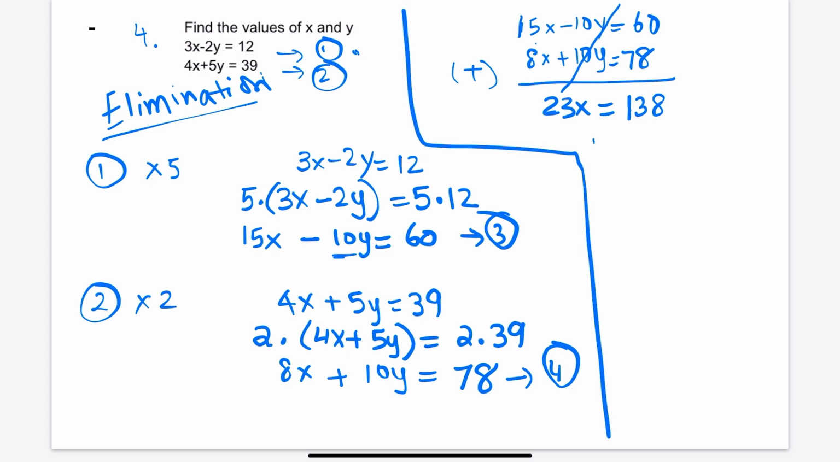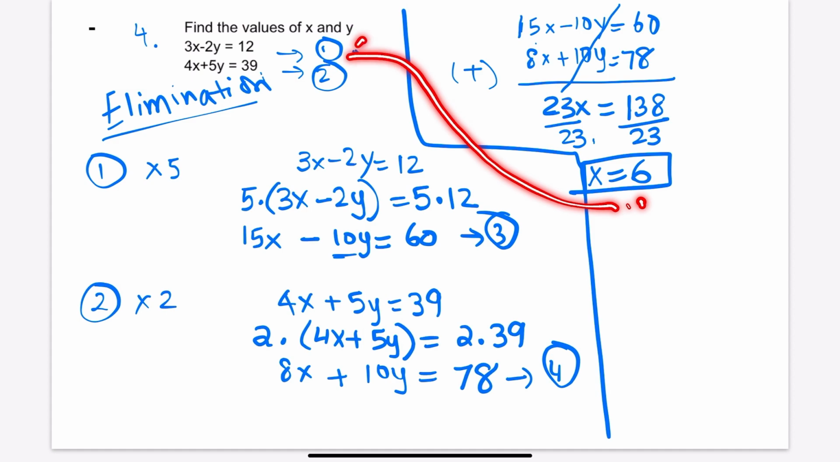In order to find x, divide both sides by 23, the usual technique that we follow. Let's see what 23 times 6 is. I think x is 6 because 23 times 6 is 138. Okay, x is 6 in this problem. Once you find x, you can always plug the value of x into any of these two equations and find y. Okay, let's do that.